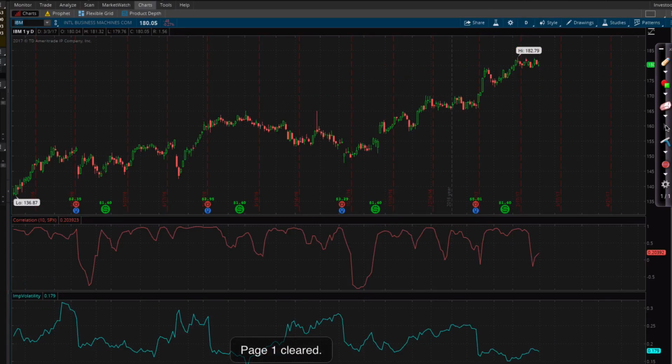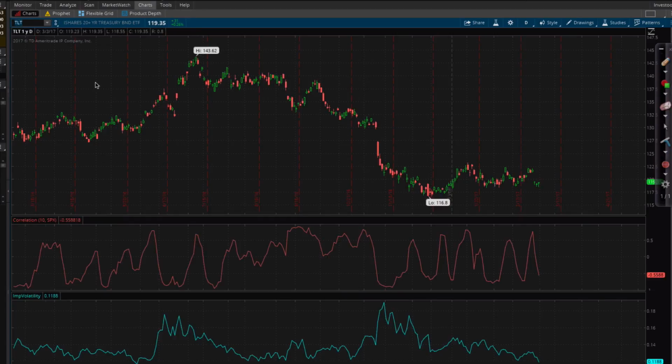Let's take a look at something that is not correlated to the market. So TLT, let's take a look at TLT. What are your thoughts on TLT? Well, number one, it's very low, right? Number two, it's in a range, but it's quite a wide range. What would I do here?